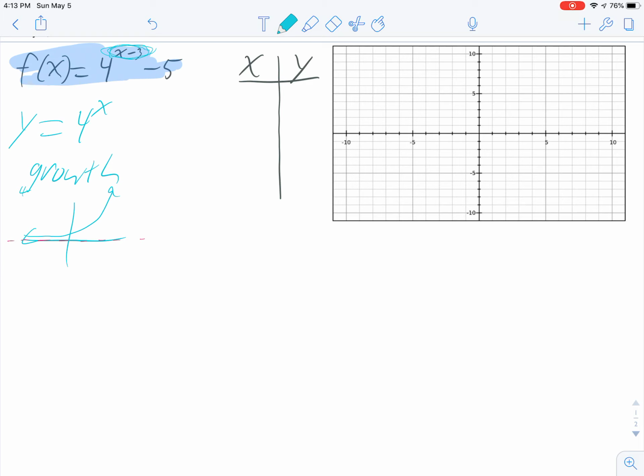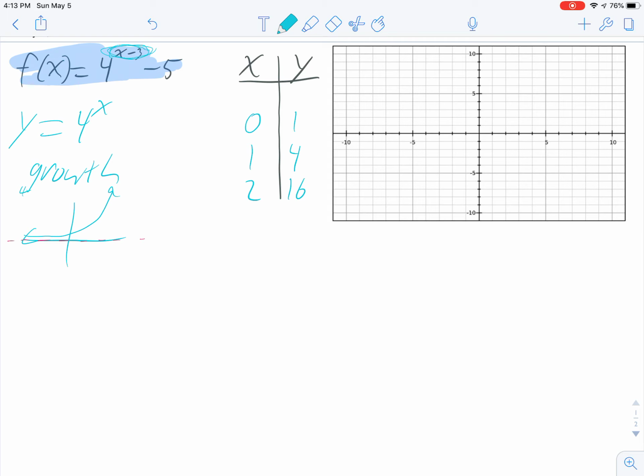Now we want to identify a couple of critical points. Usually x equals 0 and x equals 1 are good ones. So when x is 0, 4 to the 0 power is 1. Anything to the 0 power is 1. And then 4 to the first power is 4. If you wanted to go one more, x equals 2, 4 to the second power is 16. That's probably going to go off this graph, so it might not be useful.